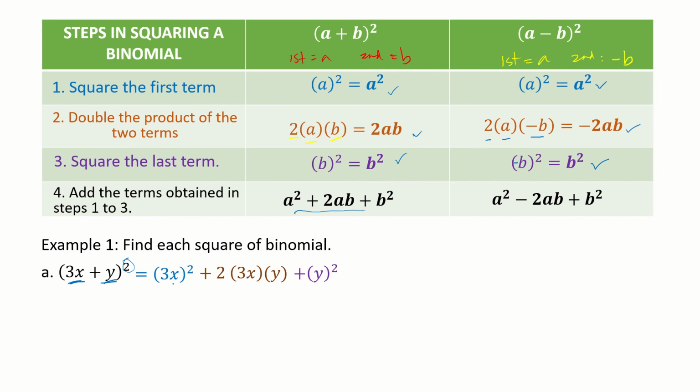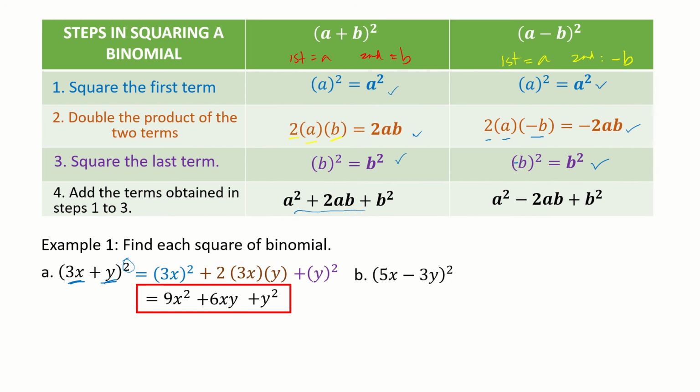The square of 3x is 3x times 3x. So 3 times 3 is 9, x times x is x squared. Here, 2 times 3 is 6, then x times y is xy. Then the square of y is just y squared. And this is our final answer. You cannot combine any like terms anymore.